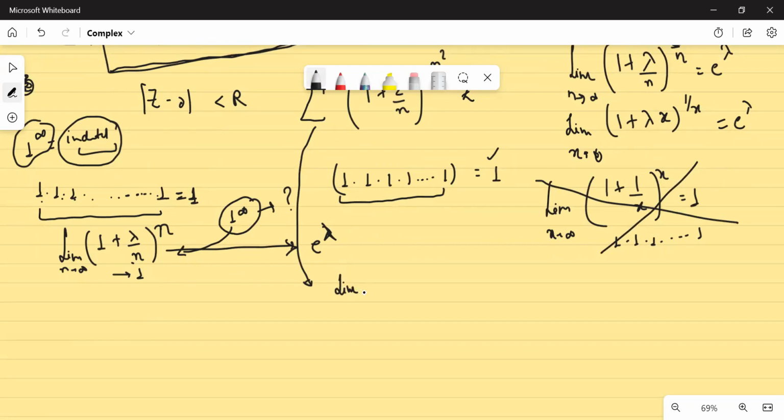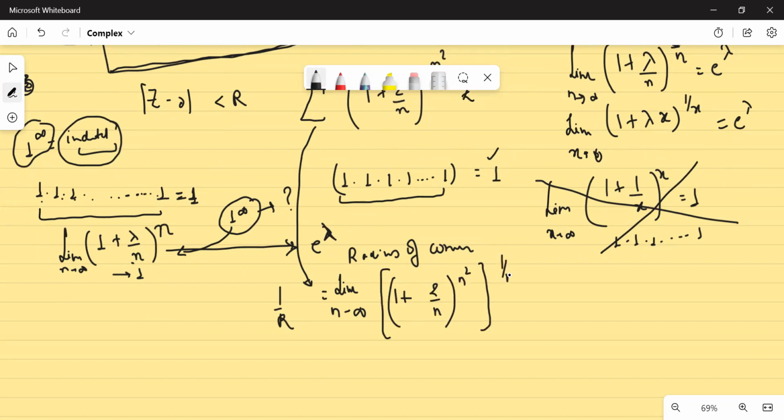So let us first find whether this particular series is convergent. So let us first find radius of convergence. So what would be radius of convergence? Limit n tends to infinity, 1 over R equals, (1 plus 2 by n) raised to power n square, whole power 1 over n.